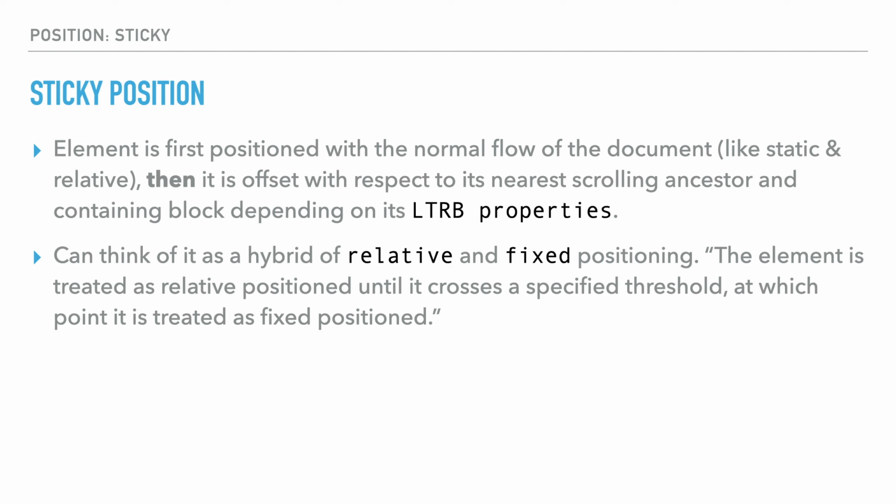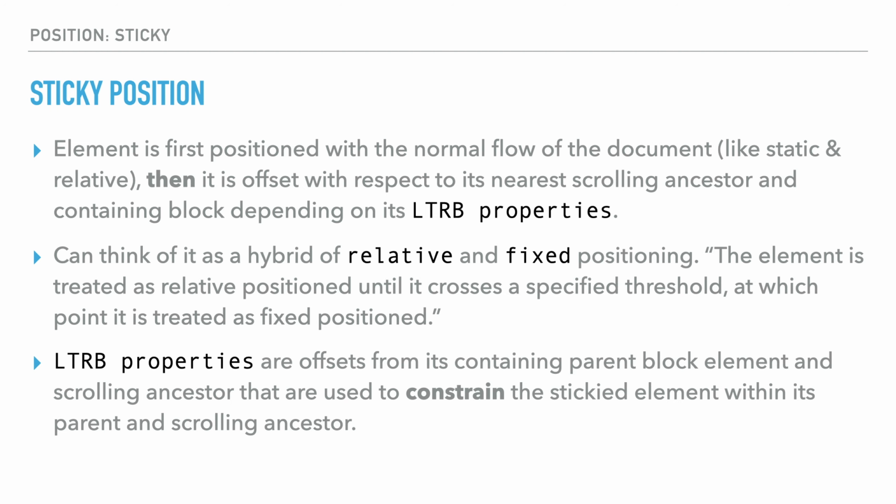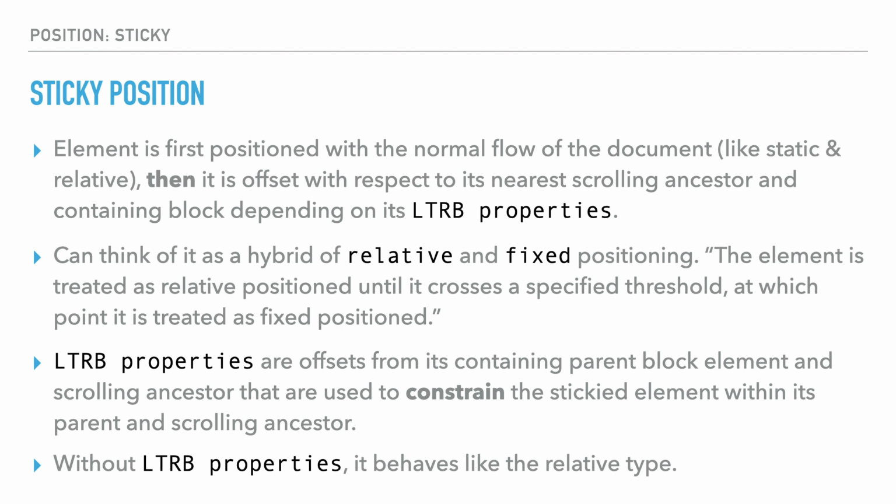So what do the left, top, right, bottom properties do on the sticky element? They are offsets from both its containing parent block and scrolling ancestor that are used to constrain the sticky element within its parent and scrolling ancestor. The word constraint is the key here. Again, this is a mouthful and very abstract, but it will make more sense once we see it in action, so don't worry. Now, a sticky element without the left, top, right, bottom properties will behave just like a relative type without any of the properties. But again, there's no reason why you would use a sticky type without one of these properties, so let's see this in action.